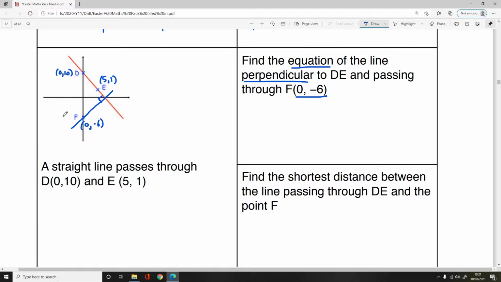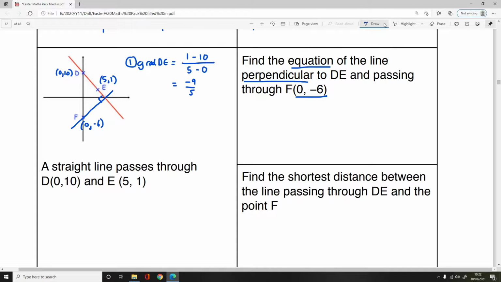But if I want the equation of this perpendicular line, then I need to find the gradient of the line in the first place. So I need to find the gradient of DE. So it's change in y over change in x, so it's going to be 1 minus 10 over 5 take 0, which would be minus 9 over 5, or I guess minus 1.8, but I'm going to do perpendicular stuff with it, so it's probably best to leave it as a fraction. Now looking at that, that's negative, that's fine, because the line appears to be going downhill, so that's okay.